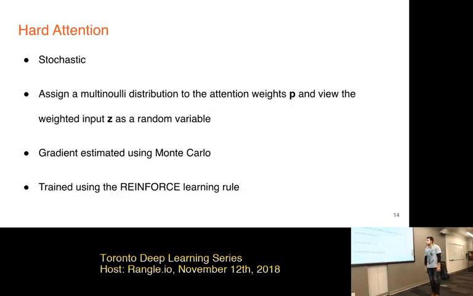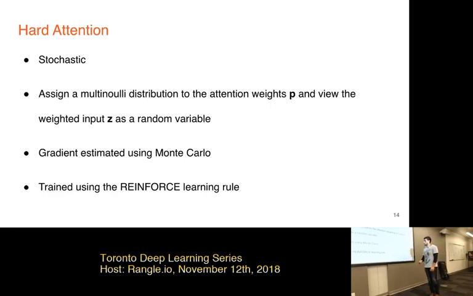Right? On to hard attention. Unlike soft attention, this is actually stochastic, and works by assigning a multinomial distribution to the attention weights P that we saw, and viewing the weighted input Z as a random variable. So this is the context vector. We estimate the gradient using Monte Carlo and train it using the reinforce learning rule.